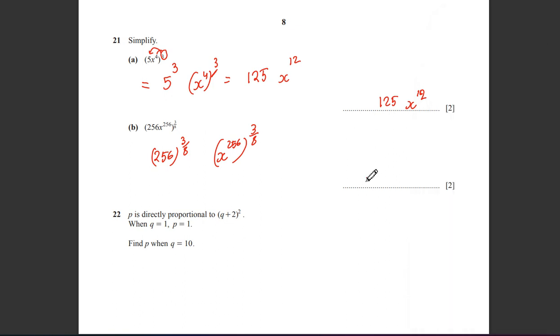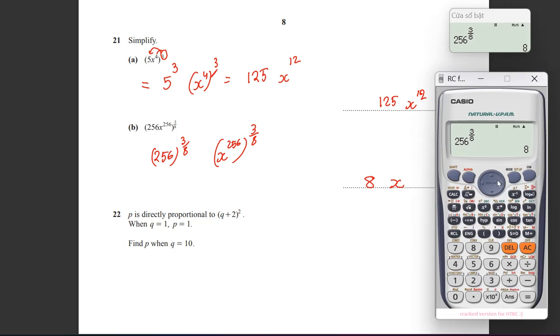And then here x. What we do with the powers like this, we multiply the powers together. So 256 multiplied by 3 over 8 equals 96. So here this will be power 96.